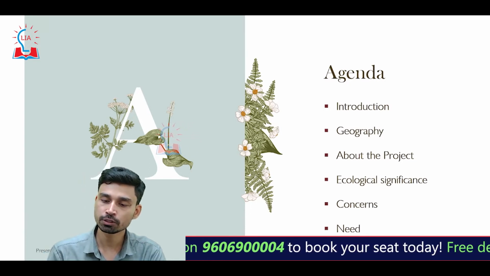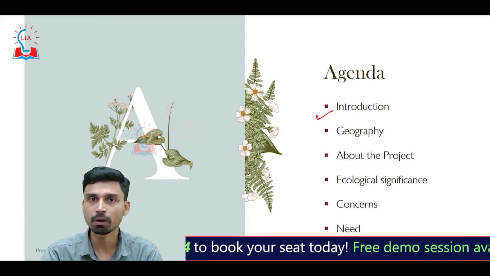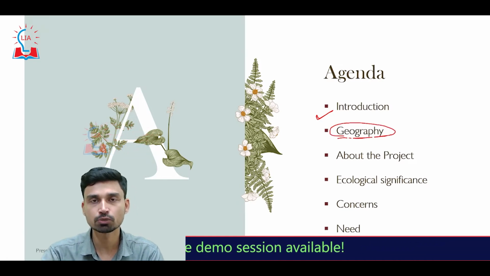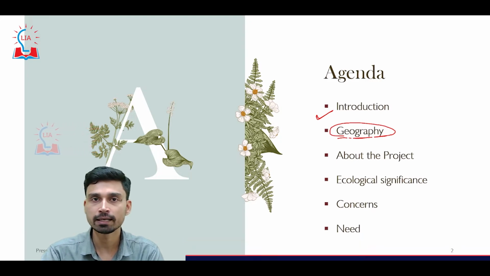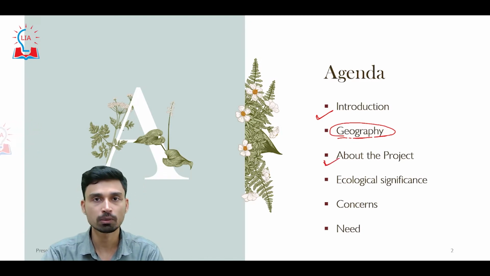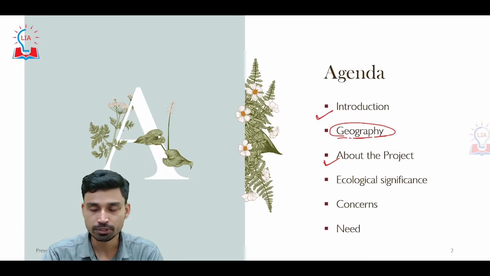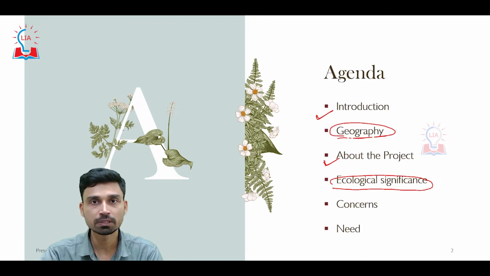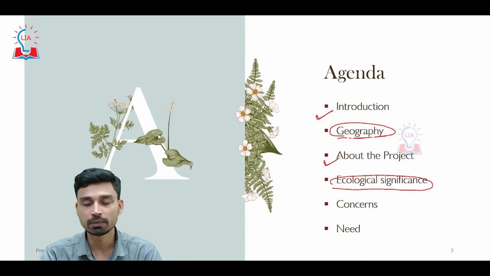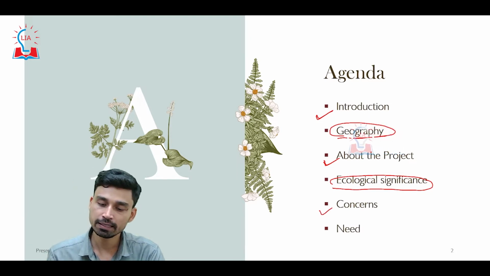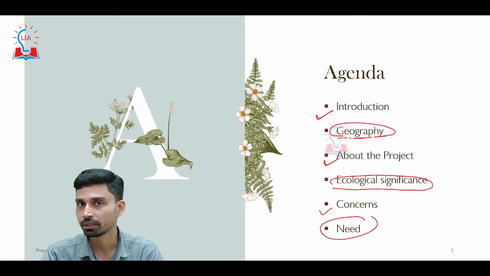To give you a brief introduction, first of all, we are going to discuss the introductory part of this project. We are also going to discuss in detail the geography of the region. That means where the Great Nicobar Island lies, what the geographical features are that you'll find on this island and also the nearby areas. Third, we are going to discuss in detail what the project is all about and what will happen in this particular project. Then we are also going to discuss the ecological significance of this particular region, the Great Nicobar Island of the Andaman Nicobar Islands, and of course the concerns associated with this particular project, and finally the need and conclusion related to that particular topic.